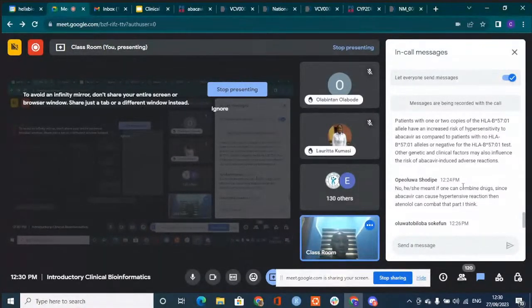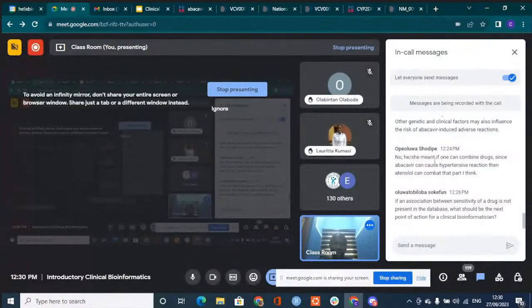So that's one of the challenges of working with all these databases. Sometimes you may not be able to see all that you are looking for. So it still goes down to going to research, trying to validate all your findings.